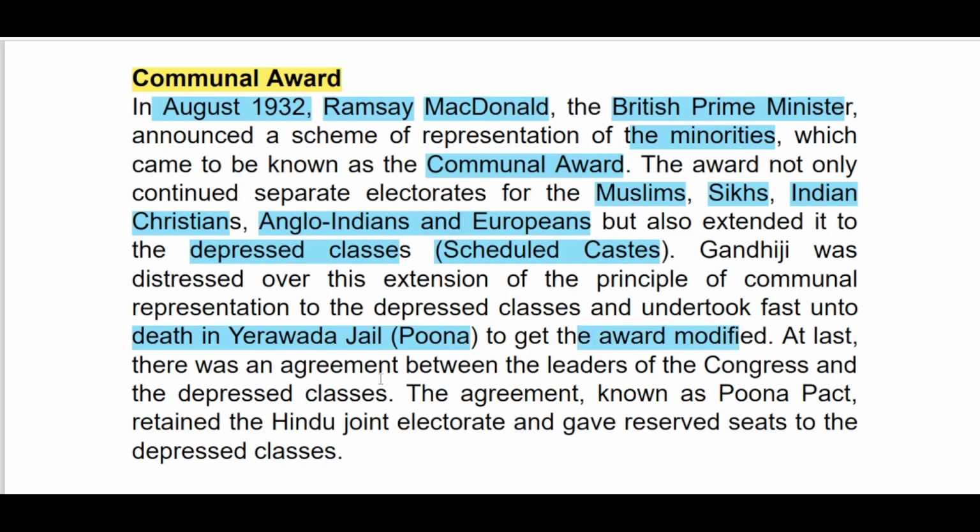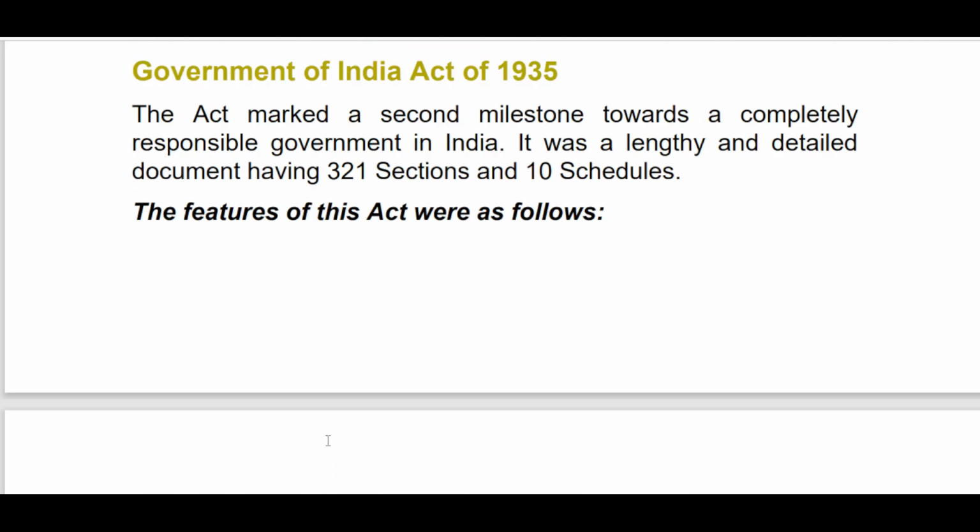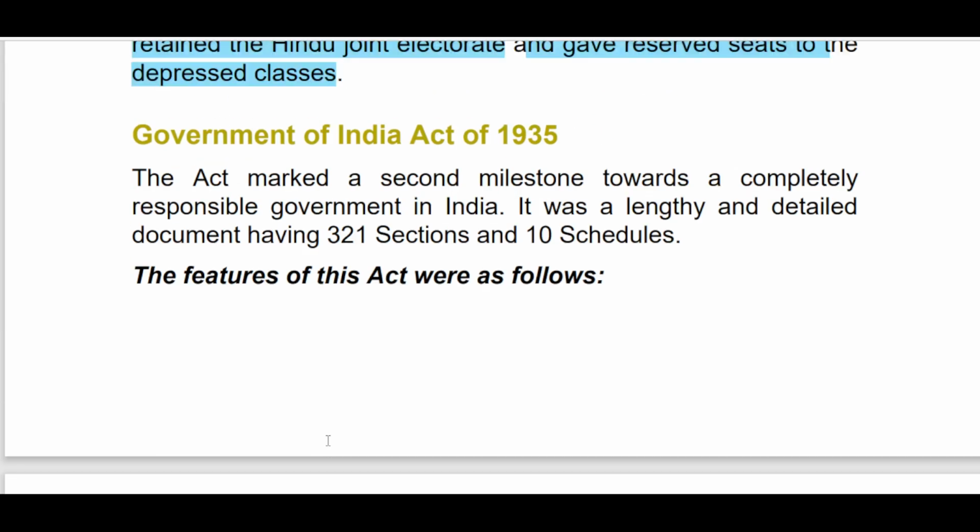At last, there was an agreement between the leaders of the Congress and the depressed classes. The agreement came to be known as the Pune Pact. It retained the Hindu joint electorate and gave reserved seats to the depressed classes. So, the seats were given only to the depressed classes. Now, next act is Government of India Act of 1935.